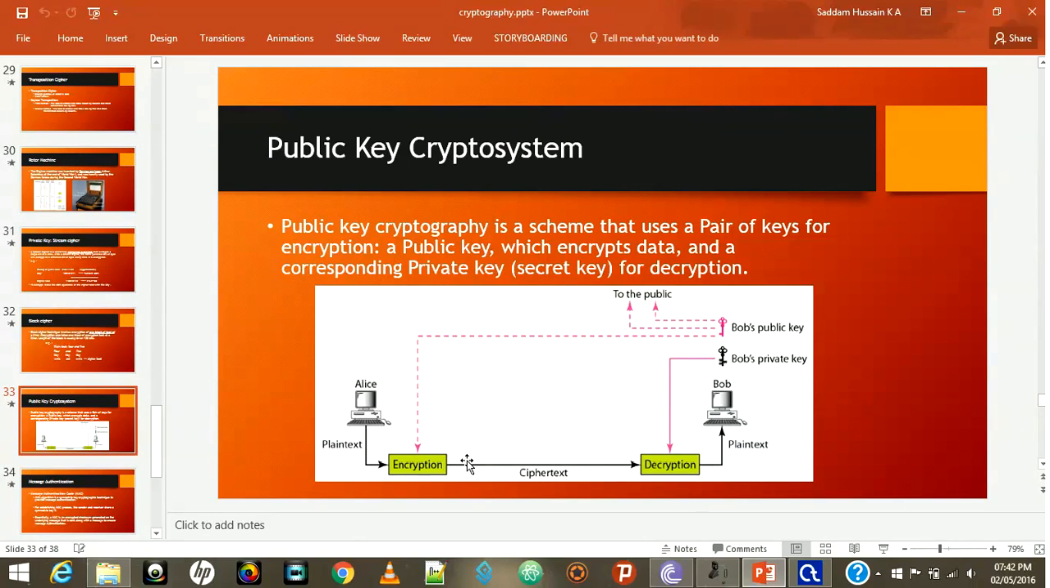Now on the receiver side, Bob decrypts the cipher text sent by Alice using Bob's private key. Bob has the private key and the public key: the public key for Alice's encryption and the private key for the decryption. So he decrypts using his private key to get the plain text and reads it. Okay, this is the public key crypto system.